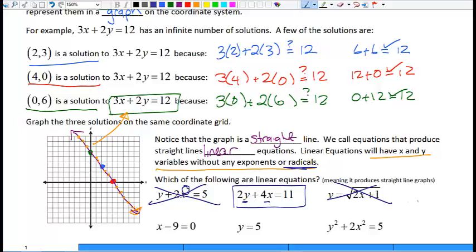How about x minus 9 equals 0? There's an x value, there's no y value. But that's not going to exclude it from being a linear equation. The only thing that excludes it is if it has exponents or radicals in it. So this is a linear equation. Even though it doesn't have a y, it's still a linear equation. How about the next one? y equals 5. Again, there's no x, but there's no radicals and there's no exponents, so we're going to include it as a linear equation. y squared plus 2x squared equals 5. Nope. The squareds eliminate it as being a linear equation. Now we will learn how to graph all of these equations, but I just want to make sure you understand what is a linear equation and what is not.